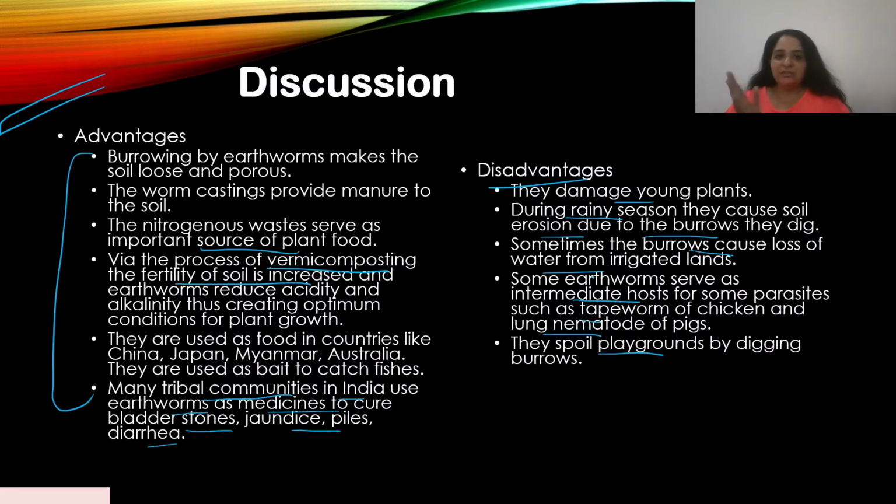But then you can see the advantages are more than the disadvantages, so they are more useful than harmful. Okay, so that answers our question. If you like, you can note these points down, so it will be easier for you to study later on. Okay, let's move on.